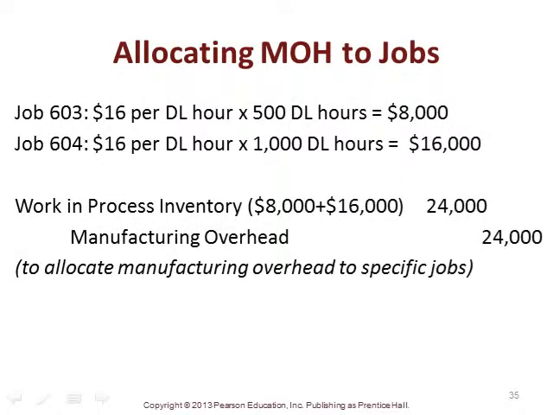So here we're going to talk about how we allocate it now. Job 603, we allocated $16 per direct labor hour, and we're assuming 500 direct labor hours. So we allocate out manufacturing overhead of $8,000 to that job. Job 604, $16 per hour times 1,000 direct labor hours, so we allocate $16,000 out to job 604. Combined, we're allocating out $24,000 against these specific jobs based on the direct labor hours they've incurred at some predetermined manufacturing overhead rate of $16. There we're debiting the work in process account and crediting the manufacturing overhead account.